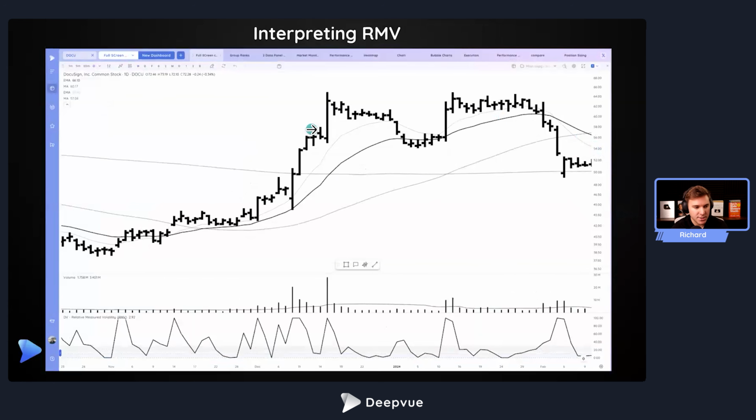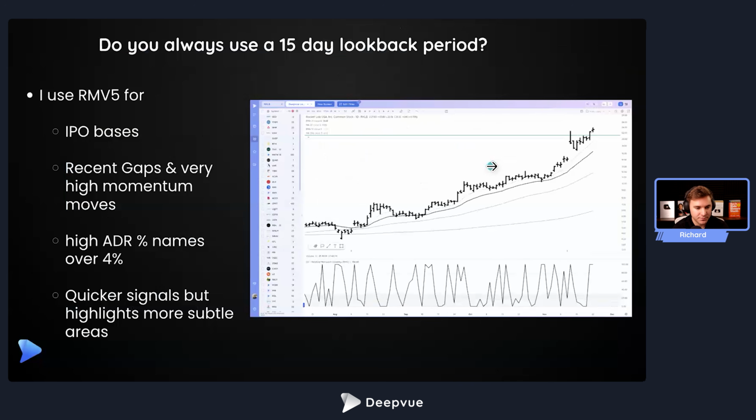Here's a great example with DocuSign. You can see how we expand up, contract, and RMV shows the tight areas every time. Right here, tight area, move higher, tight area again, move higher, expansion up, tight area, it gets very, very tight for many, many days right here. We expand down. Again, we can expand down from a contraction. We go sideways again, get very, very tight. RMV goes to 0 right before this expansion higher. Go tight, RMV goes to 0. So you can follow along with RMV and the chart and see exactly what it's looking for and trying to identify in the chart.